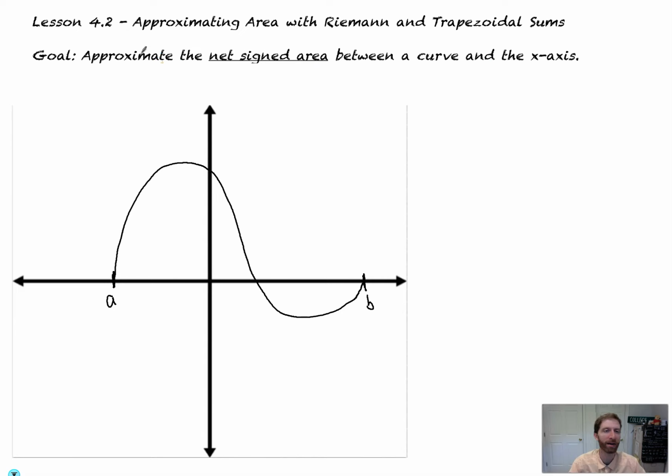All right, so what's that all about? Well, when you're finding the net signed area, signed means that area can actually be negative. It's true, it can be. And the net area means the overall area, combining both positive and negative areas.